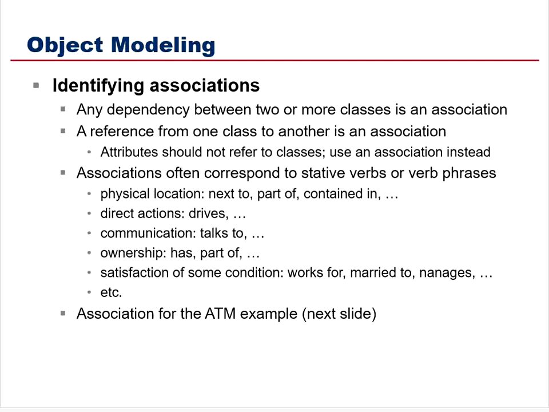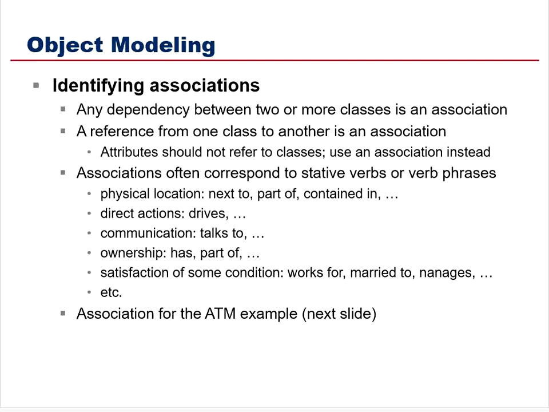Now come to the third step of the construction of the object model, which is identifying the associations. As we have already discussed, the data dictionary describes the associations, attributes and operations, right? So how can we identify that type of association? We have to find the dependency between two or more classes in an association. A reference from one class to another class is an association. Also, an attribute should not refer to a class, so use an association instead of it.